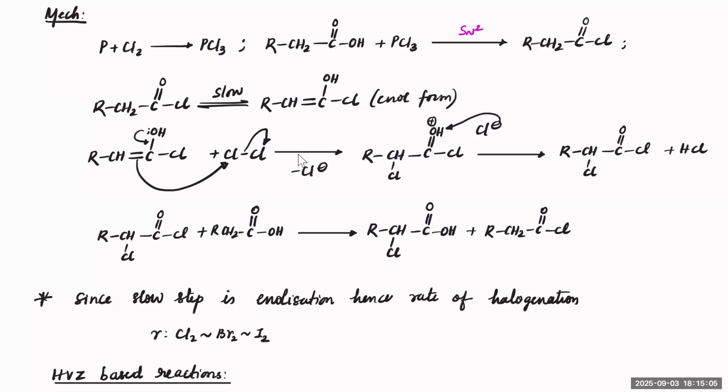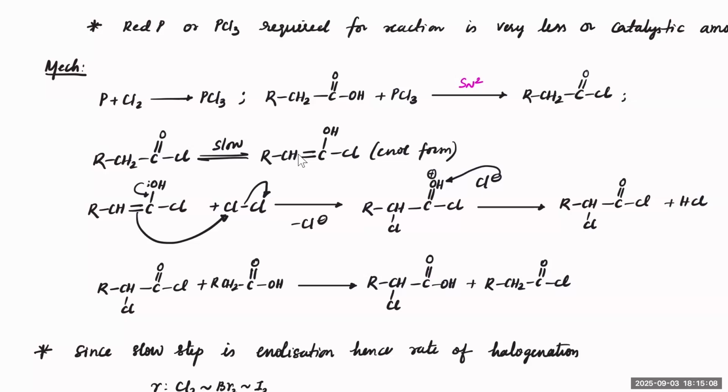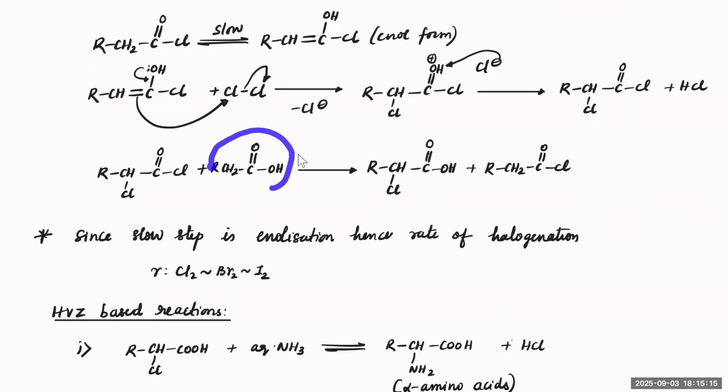But likewise, I said, you have to take this red phosphorus or PCl3 in a very small quantity, which means there is still a large proportion of acid present. And now when you have a large proportion of acid in front of this acid chloride, this chloride will be removed and this OH minus will come here.